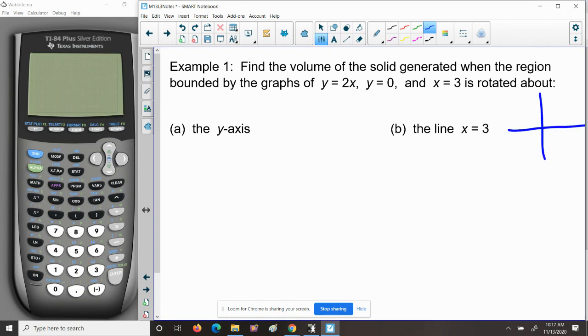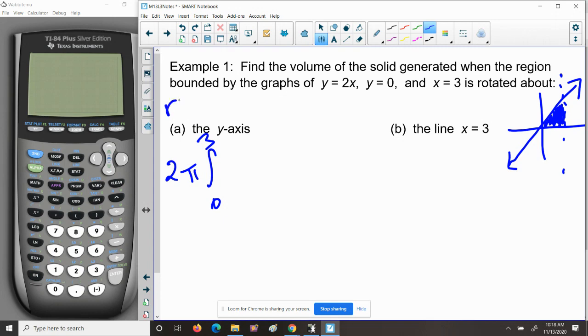We have the region bounded by y equals 2x. That's just a linear function, slope of 2, goes through the origin. Y equals 0 is the x-axis, and x equals 3 is a vertical line. And we are going to rotate around first the y-axis. So we're going to use shell method. So we want to have 2 pi times the integral. We need our bounds. We're going from 0 to 3.